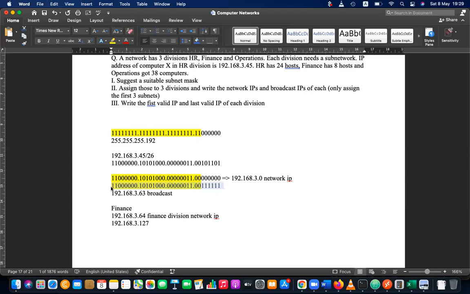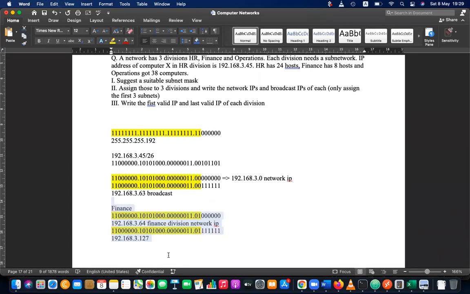Then you will get the network IP. This is also yellow. That is the next network. Right? To get the broadcast, keep the same and change all these bits to 1. 1 1 1 1 1 1. Then you will get the broadcast IP for finance.